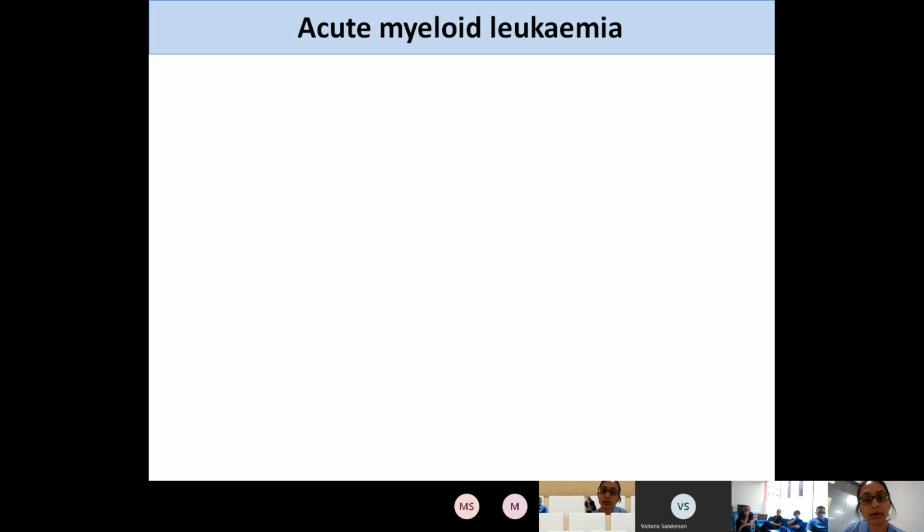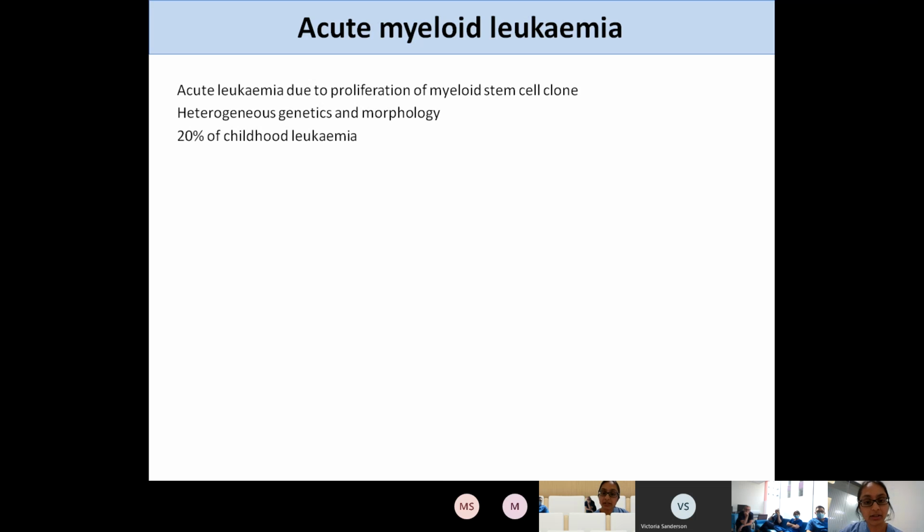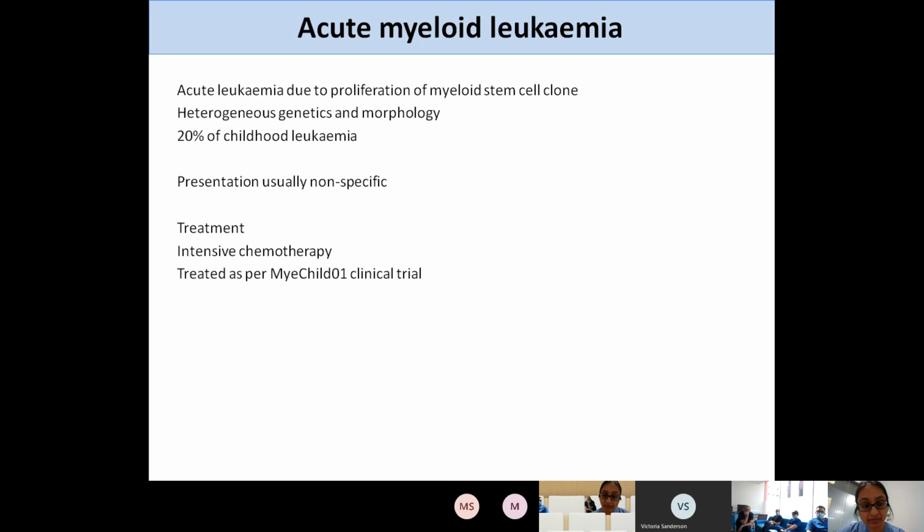So again, I know you're going to have an acute myeloid leukemia session, so I won't go into detail about AML. But AML is due to a proliferation of a myeloid stem cell clone. It has heterogeneous genetics and morphology, and it accounts for about 20% of childhood leukemias. Again, presentation is usually non-specific. And again, the treatment is intensive chemotherapy, and currently children in the UK are treated as per the MyChild 01 clinical trial. The outcomes for AML are not as good as ALL, and there's probably about a 75 to 80% overall 5-year survival.